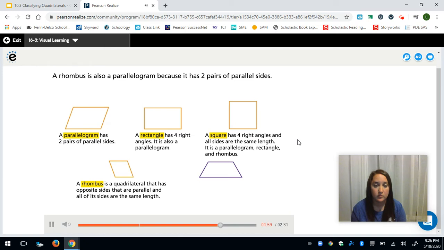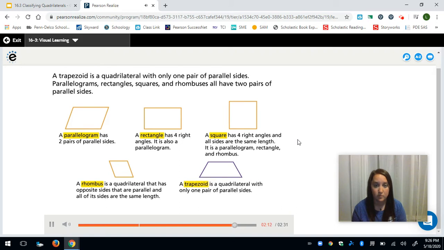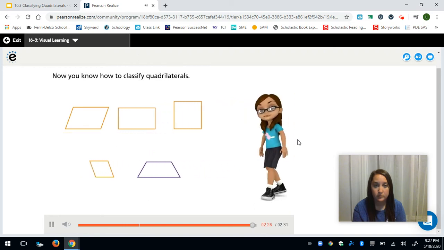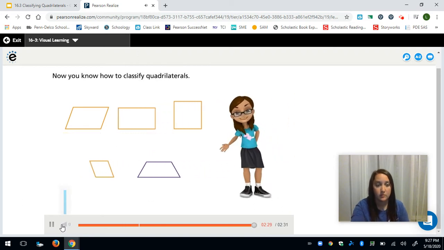A rhombus is also a parallelogram because it has 2 pairs of parallel sides. This quadrilateral is a trapezoid. A trapezoid is a quadrilateral with only one pair of parallel sides. Parallelograms, rectangles, squares, and rhombuses all have two pairs of parallel sides. Now you know how to classify quadrilaterals.